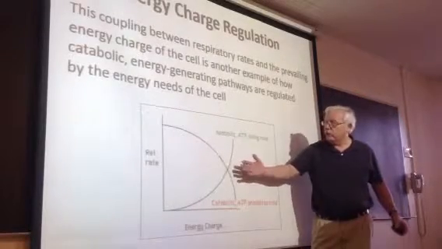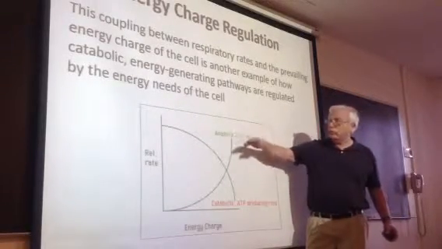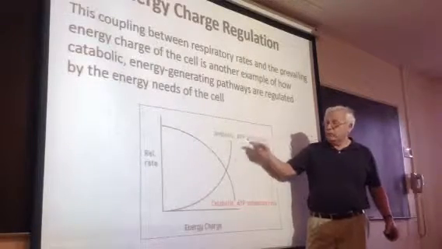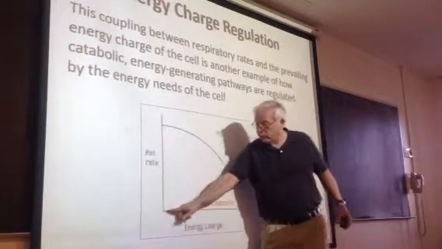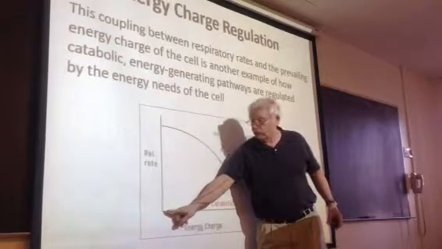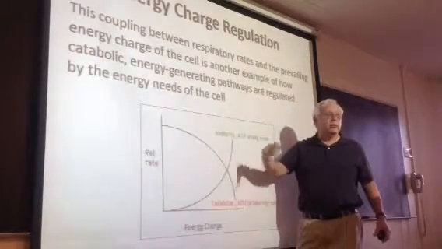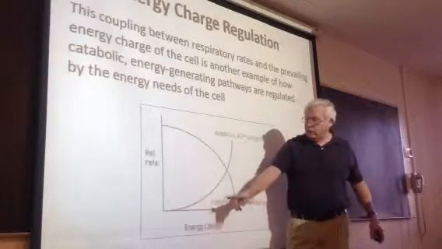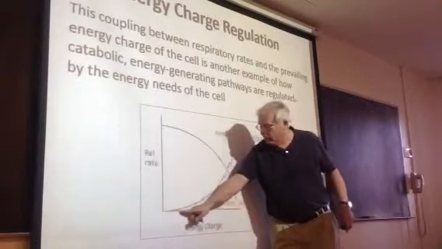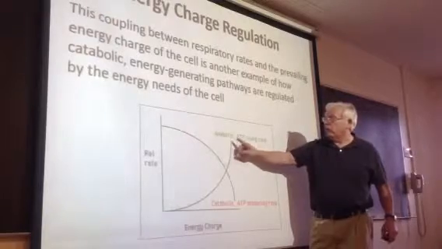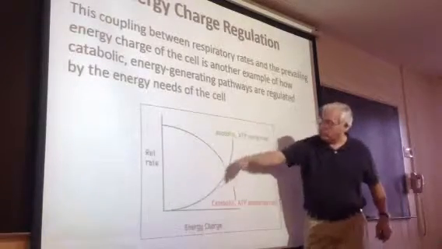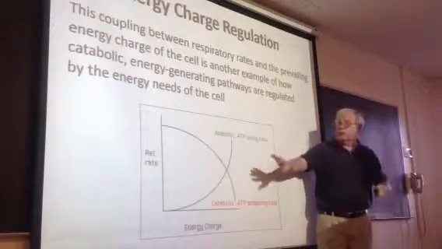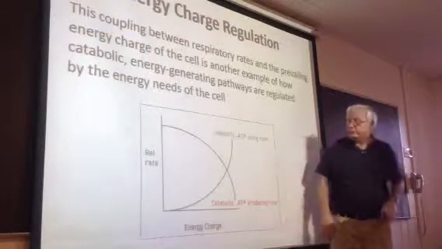It's the exact mirror image when you look at biosynthetic pathways. These are pathways that use up ATP rather than make it. The cell shuts them down at low energy charge. You're not going to make some expensive lipid or fatty acid if your cell is almost out of energy. It's only when the energy charge is high and there's lots of available energy that those get turned on. So you see these two mirror image patterns of metabolic control.